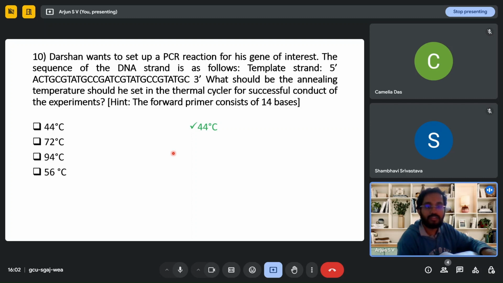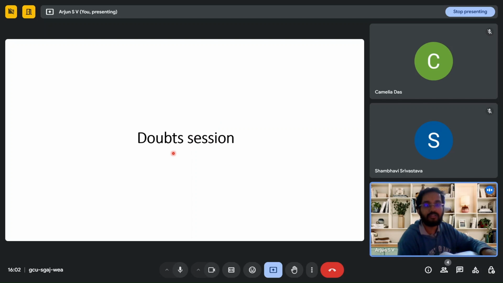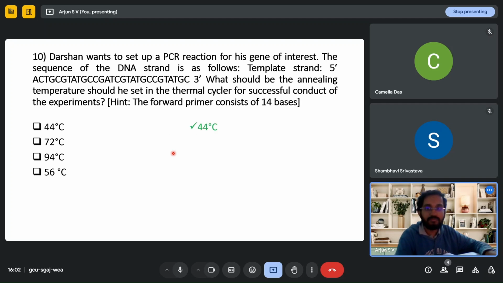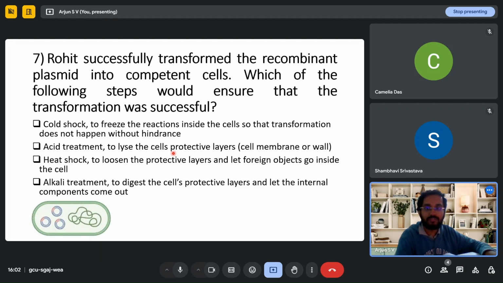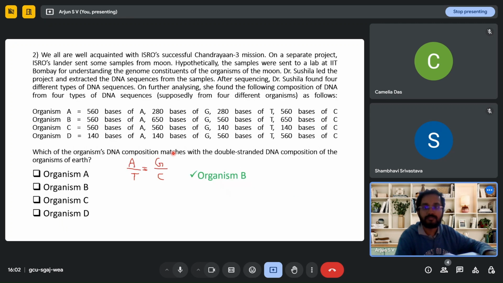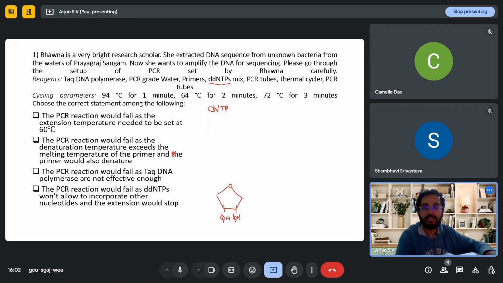So that's all the problems from the previous week. I'll quickly go over the answers once again from the first question. The first question is about PCR. They gave the reagents for the PCR, and they have given the cycling parameters as well. They have asked us to choose the correct answer among the following options.